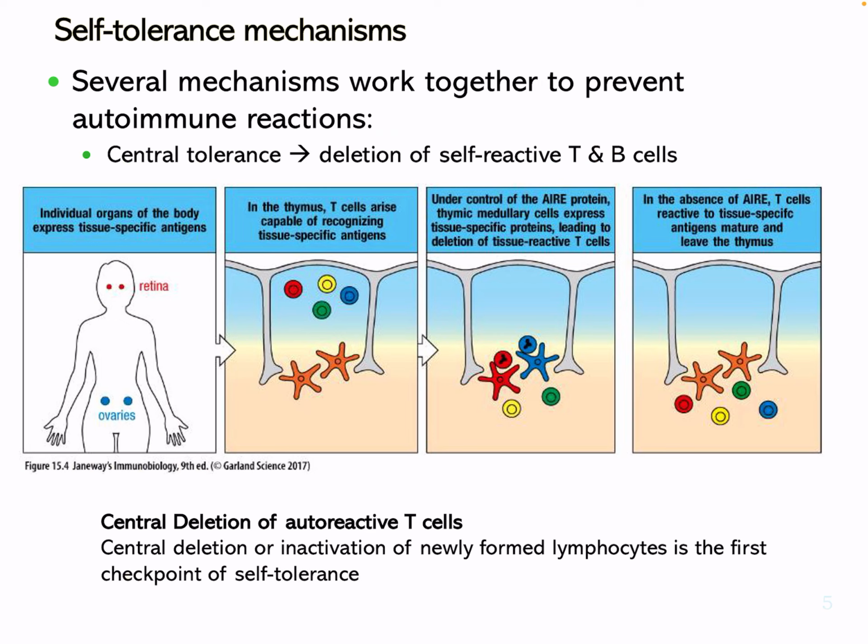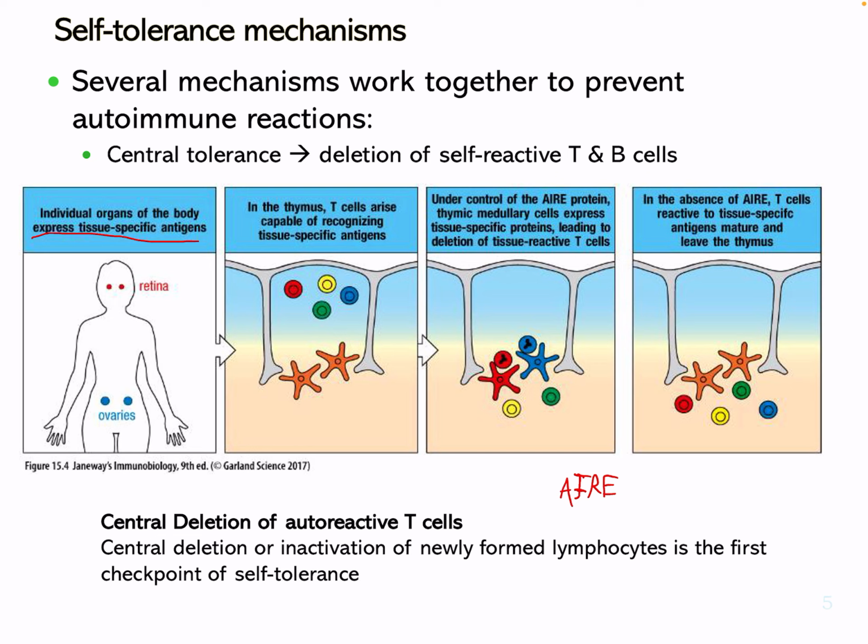So there are several mechanisms that work together to prevent autoimmune reactions. So again, central tolerance involves the deletion of self-reactive T cells and B cells. So for T cells, we talked about our positive and negative selection, and we also had similar mechanisms seen in our B cells. So individual organs of the body express certain tissue-specific antigens. And we also mentioned the AIRE molecule that presented self molecules to the B cells and T cells, essentially to develop tolerance to them.